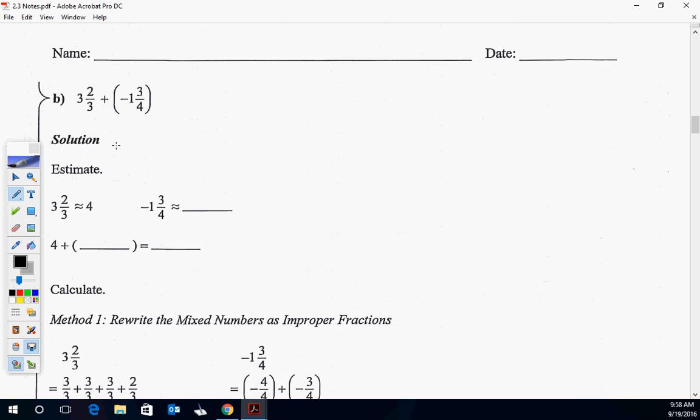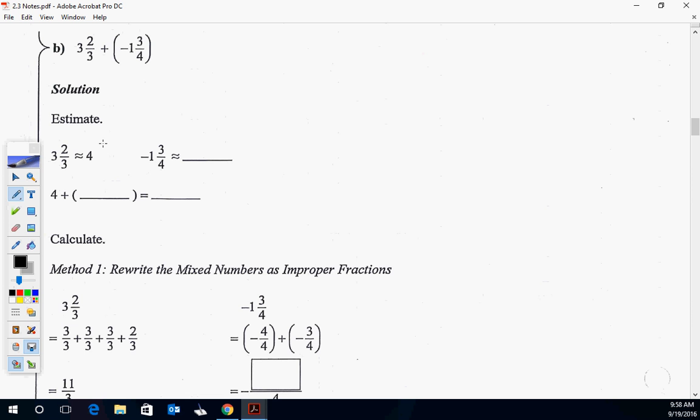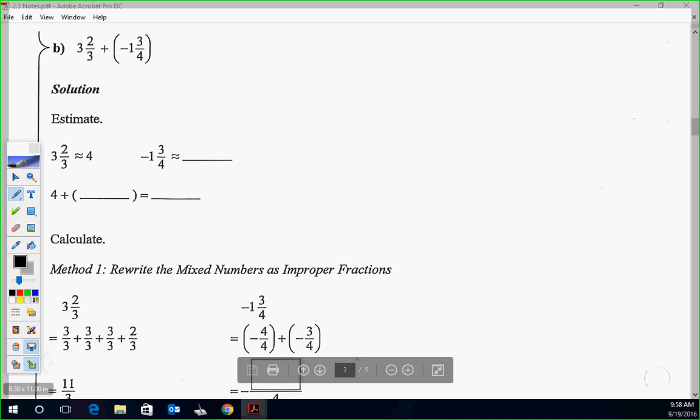Okay, so let's move on to this one here. This one's with mixed numbers. Again, we're going to do the estimate, and then we're going to calculate it. So if we estimate 3 2/3, they're going to round up to 4. Negative 1 3/4, they're going to make -2, because that's close to -2. So 4 plus a -2, the estimated total would be 2 for us.